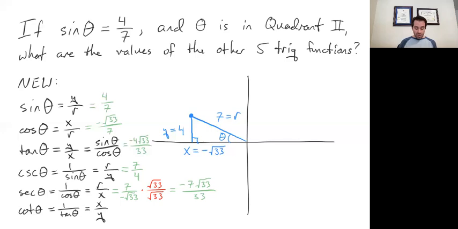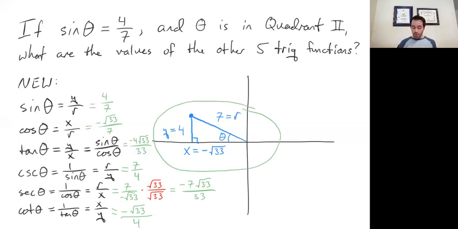I've got cotangent, which is, I can either do 1 over tangent, or I can do x over y. Because the x, y, and r are right in front of me, I'll do that one. So this is going to be the x of negative square root of 33 over the y of 4. And I've got all the trig values. It didn't even really take that long. The main thing is getting this picture. If you don't have a picture, this is going to be really, really hard.